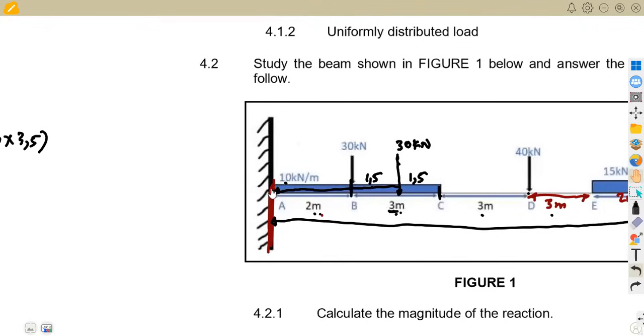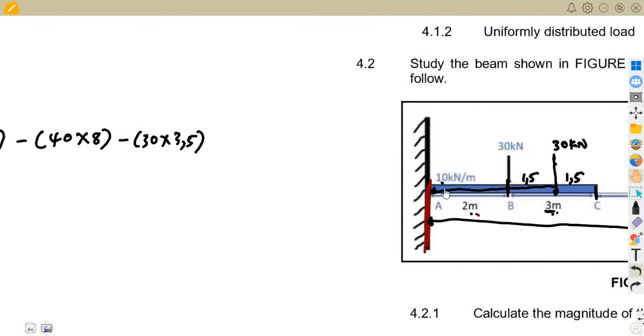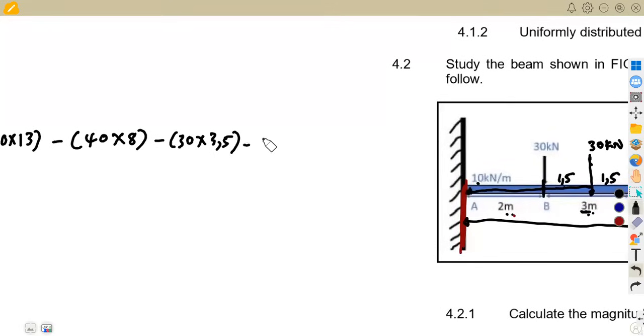Then at B, back to A is 30 kilonewton. Then there's 2 meters there. So it's negative 30 times 2. All right, negative 30 times 2 in this case.